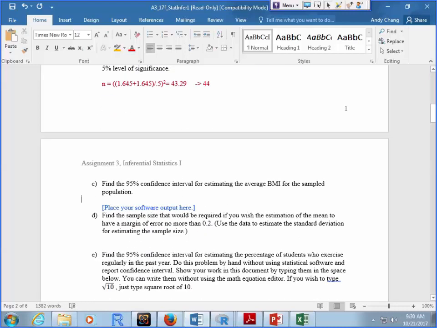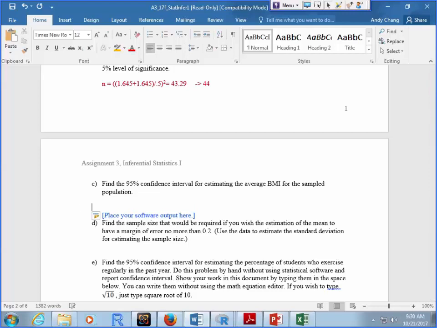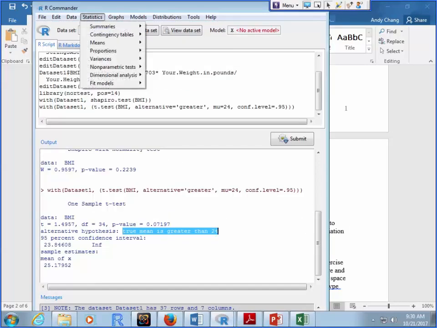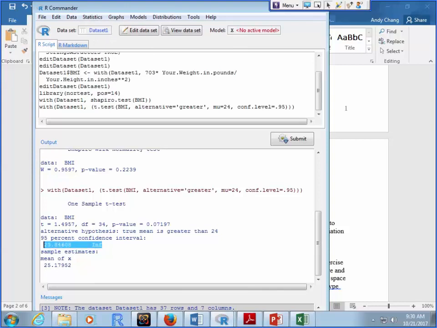Okay. And part C, we want to find a 95% confidence interval estimate for average BMI. So we have that BMI data. So what we do, just run through this again. It's not this one.